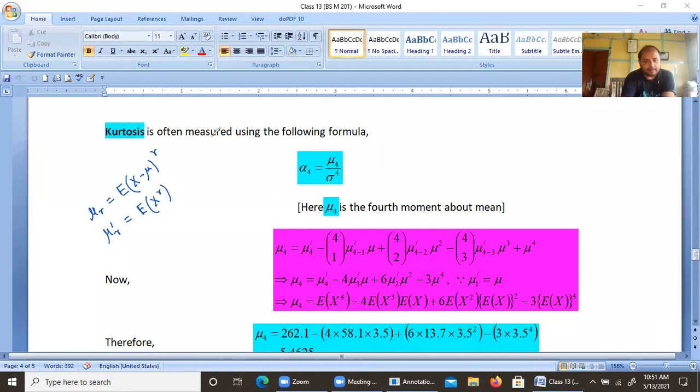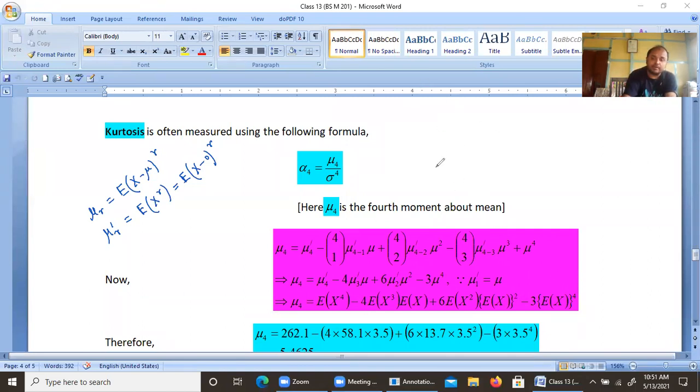That means mu r prime is a special case of that, because in this case we can write it as E of (x minus 0) to the power r. Therefore, since you are interested in mu4 prime, mu3 prime, mu2 prime, and mu1 prime, which is the same as mu, we have noted these down as expectation of x to the power 4, expectation of x cube, expectation of x square, expectation of x, and so on.